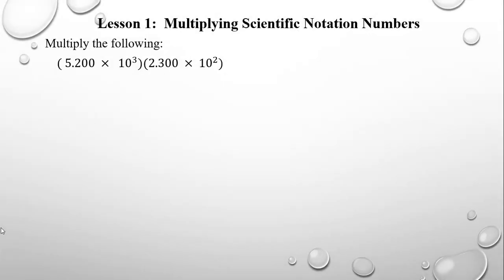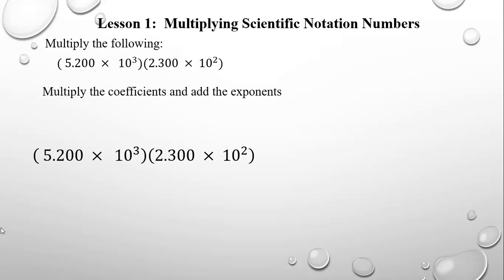Now we're going to multiply the following. This is going to require a decimal adjustment. So multiply the coefficients and add the exponents. So there we have those two numbers. You multiply 5.2 times 2.3, and then you add 3 plus 2. And that gives you 11.96 times 10 to the 5th power.